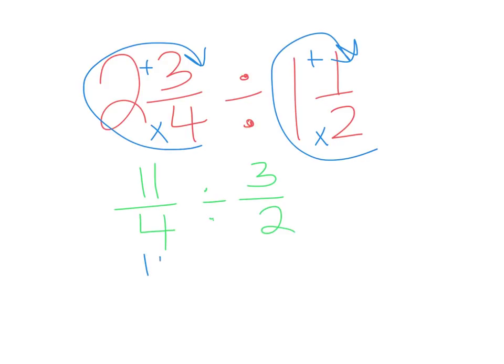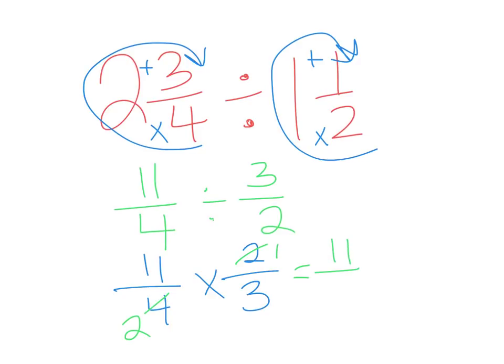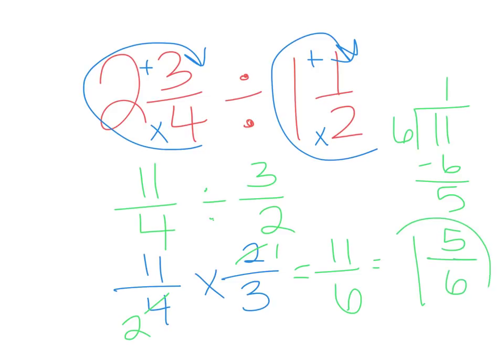Now we're going to do keep, change, reciprocal. So we're going to keep 11/4, change it to multiplication, change it to 2/3. We're going to see if we can cross simplify. Lucky us, we can. Divide them both by 2. 11 times 1 is 11. 2 times 3 is 6. We have to change it back now to a mixed number. 11 divided by 6 goes in 1 time, 5 left over. 1 is our quotient, our whole number. 5 is our remainder, over 6 for our denominator.